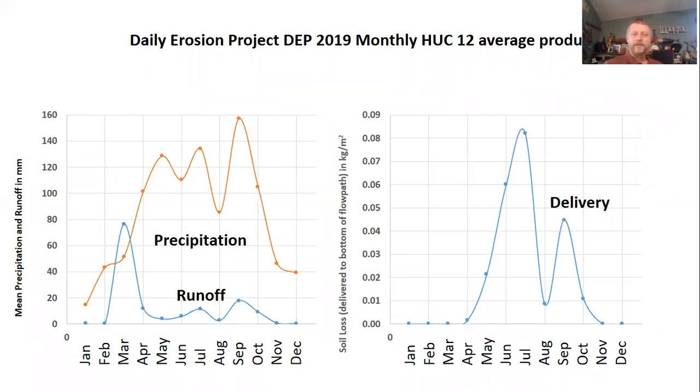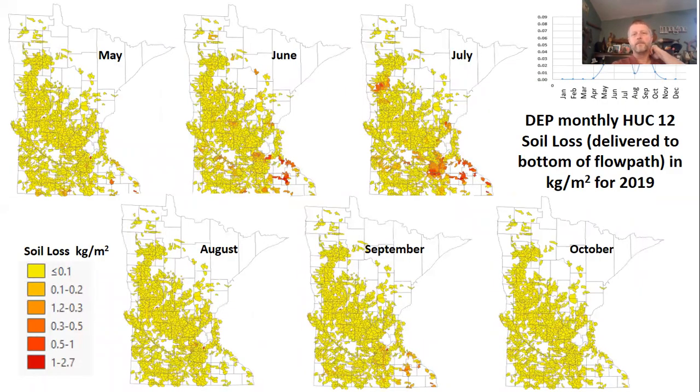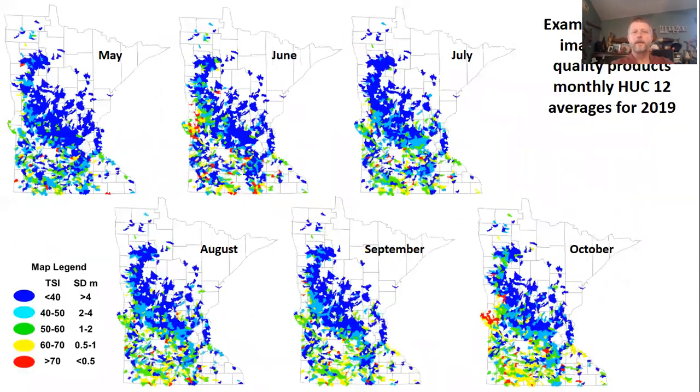2019 was maybe not the ideal time step to do this because we had the big, really wet fall. So it was definitely not a typical year for the patterns, but it gives you an idea of the kind of data that's available. And here are the monthly maps, this is for the delivery of the erosion. And if we compare it with the water quality, the water quality is going to be a different seasonal trend than the erosion. Typically, it's more light and temperature driven for the algal blooms in the state.